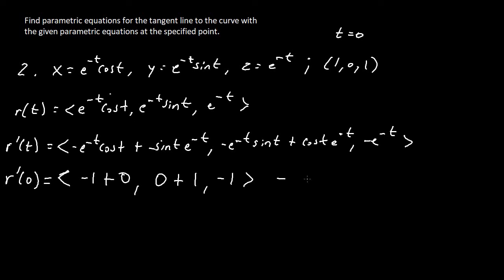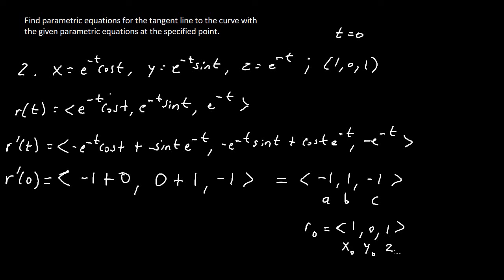So we'll get, in component form, negative 1, 1, negative 1. So that will be our vector equation with components a, b, and c. Now once again, r sub naught is going to be that given point that we had, which is obviously 1, 0, 1. So we can just rewrite it in component form as 1, 0, 1. And so r naught will contain x naught, y naught, and z naught. And so let's go ahead and write the parametric equation.